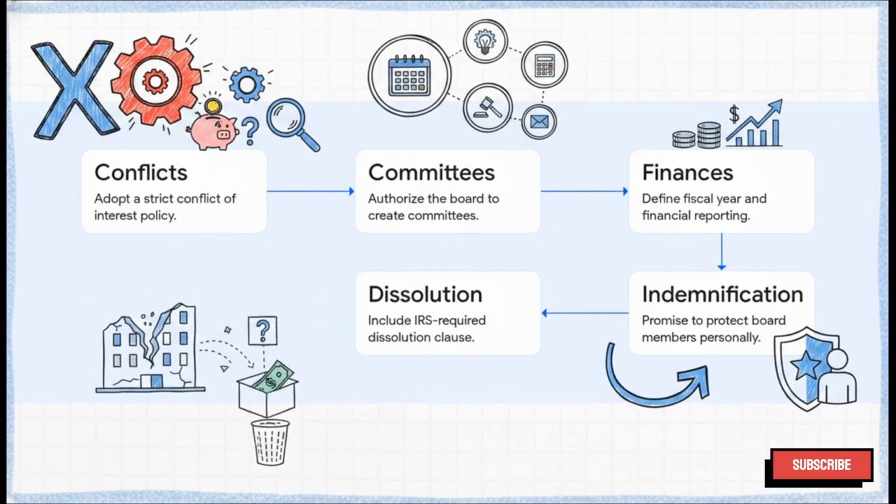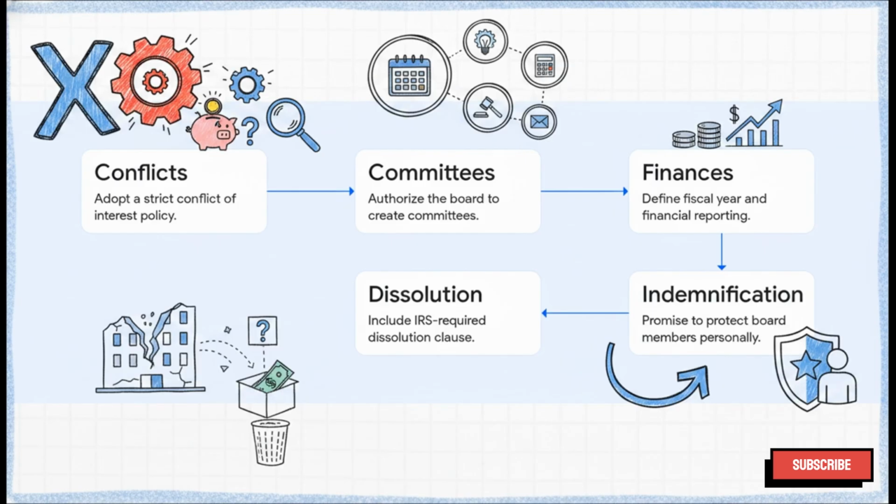Okay, halfway there. Step 6 is conflicts of interest. Guys, this one is massive. You absolutely must have a policy stating what happens if a board member might personally benefit from a decision. The IRS pays huge attention to this, so don't skip it.